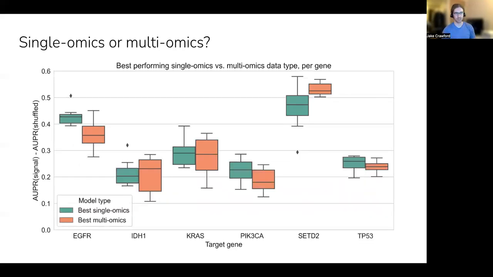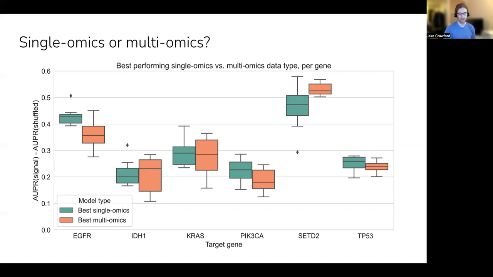So next we ask this question about multi-omics. To train multi-omics classifiers, we're just combining data types into one large feature matrix, concatenating them, and then training our elastic net models on those concatenated feature matrices. So in this case, the teal boxes are the best single omics predictor for that gene, where the columns are genes, and the orange boxes are the best multi-omics predictor for that gene, from combinations of gene expression and the 2 methylation data types. And so to compare these statistically, we can do t-tests.